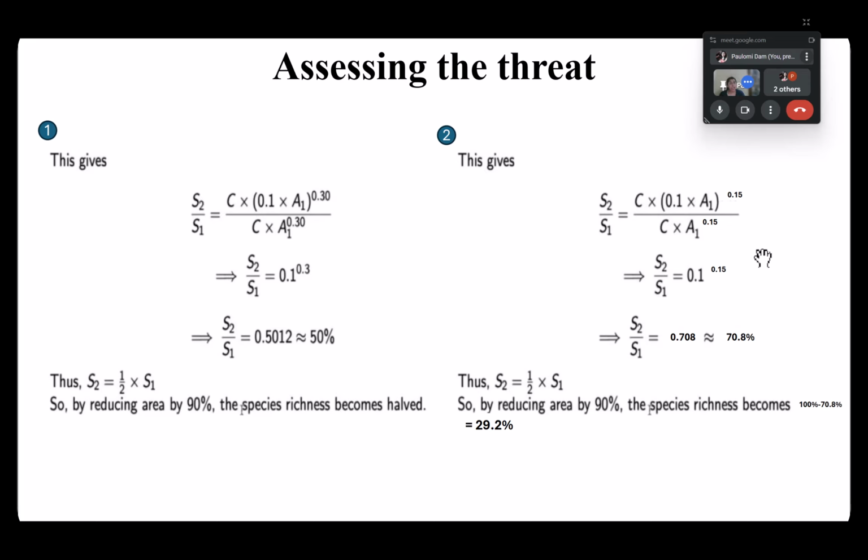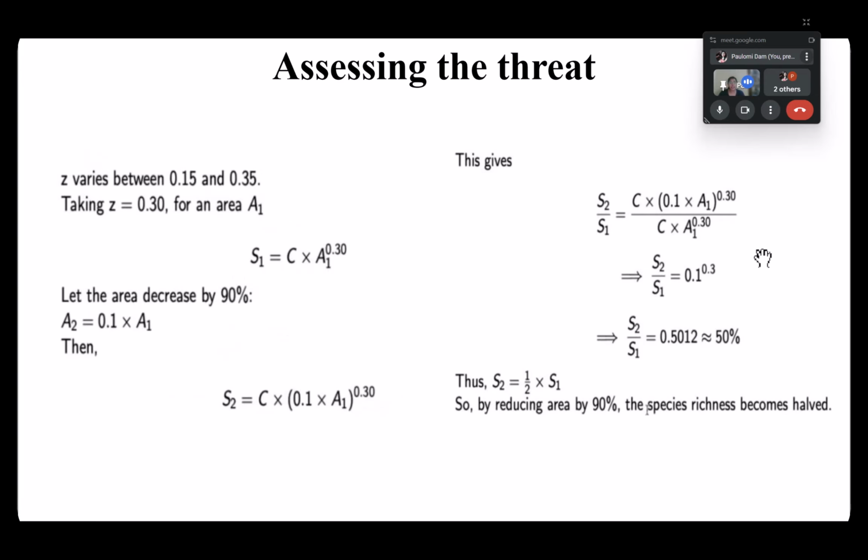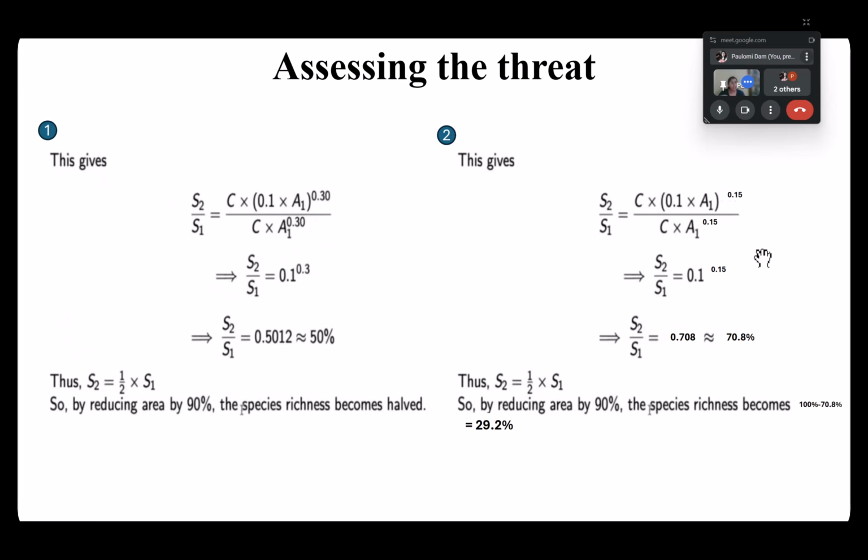In the second one, keeping the same formula, just changing the Z value. The Z value here was 0.3, which is what we have taken. Let's consider 0.15. The same formula, however, now it becomes 0.1 to the power 0.15, which is 70.8. So S2 has 70.8 of S1. So how much percent it actually lost? It lost 29.2%. So what actually changed here? The Z value, the property of the land, how much vegetation it has and what kind of animal it has also determines if you lose a certain portion of the land, how much biodiversity are you going to lose.